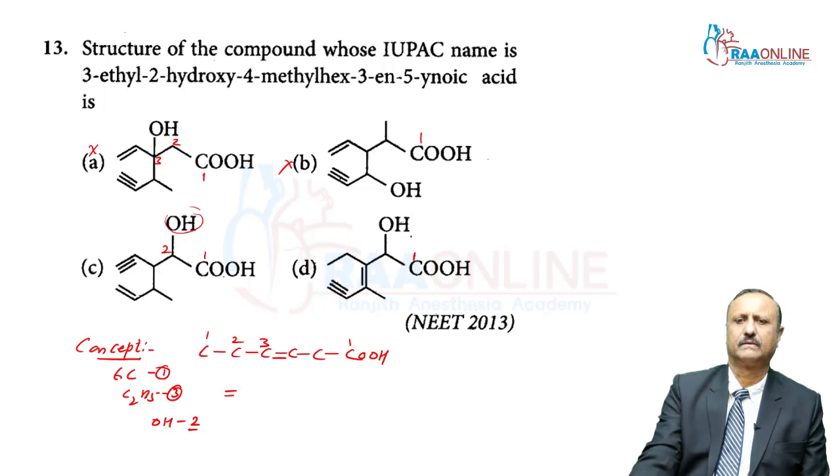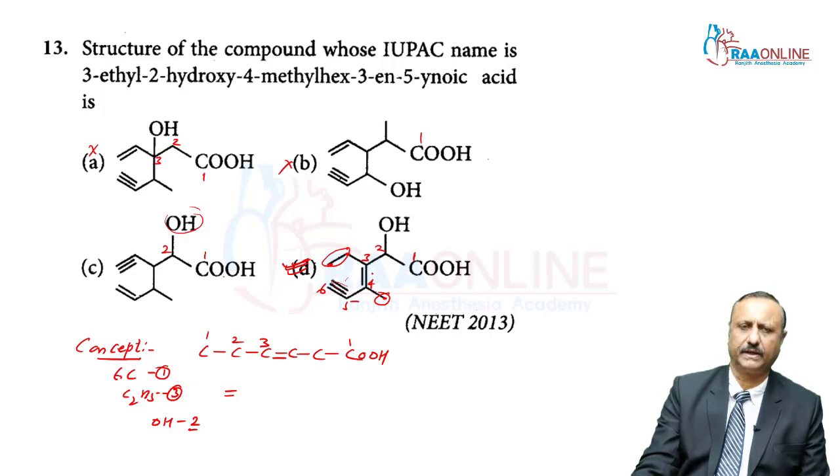Now we can put the numbering 1, 2, 3, 4, 5 and 6. Here, my dear students, this is 3-ethyl. Here you can get the 4-methyl because 1 carbon atom is present. Here 2 carbon atoms are present, that is why it is 3-ethyl. Here 3-ene, here 5-yne and 1-oic are present, that is why your answer is D. 3-ethyl, 2-hydroxy, 4-methyl, 3-ene and 5-yne are present. So the answer is D, question number 13.